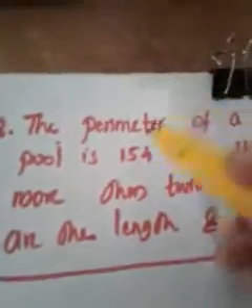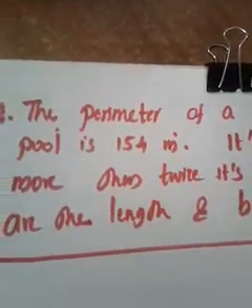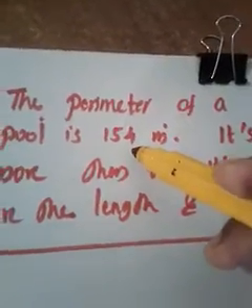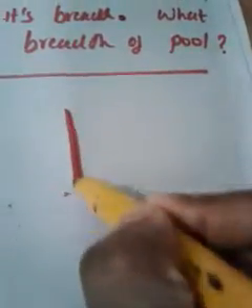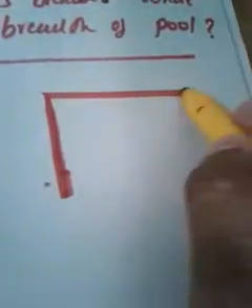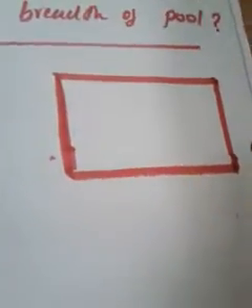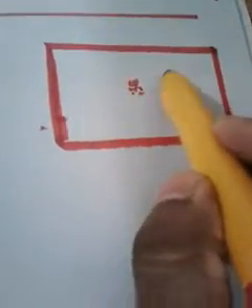Just like that, think about a swimming pool. You know that, isn't it? Its perimeter is 154 meter. So let me draw a figure of the swimming pool, since it's a rectangular swimming pool. This is a swimming pool, and here people are swimming.